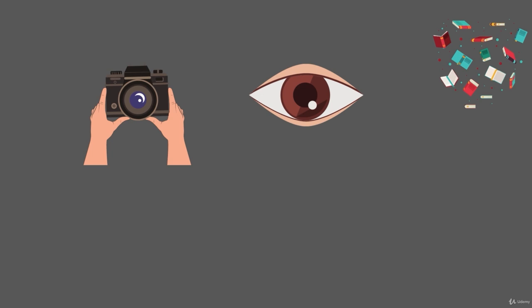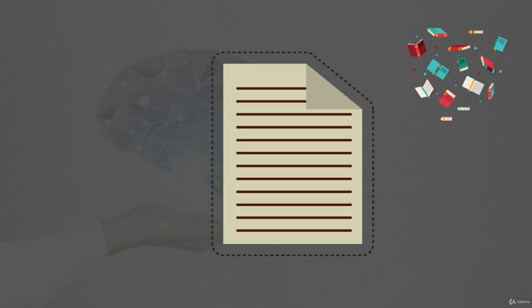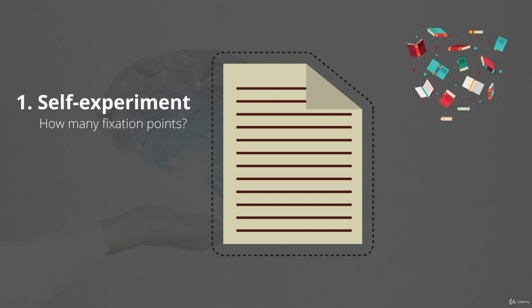Instead, you can try to improve your peripheral vision. In the exercise section of this course, you will find many useful exercises to do exactly that. For now, let's have another reading exercise. I will again give you a little text. And this time we're gonna have 2 rounds. In round 1, we're gonna do a little self-experiment. Try to read the text in the way that you would normally read a text. And then focus on how many fixation points you have.